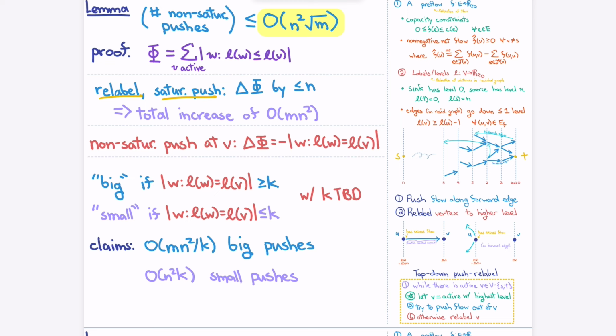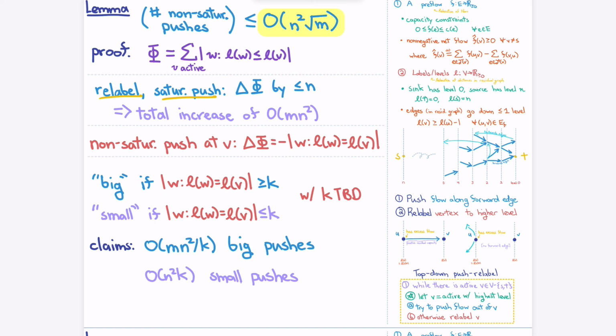Okay? And if those claims were true, and you want to choose the best possible k for your analysis, how would you choose it? Yeah, you want to make these terms equal. There's no sense in having one term dominate the other because you pay for both. So if you set mn squared over k to be equal to n squared k, what should k be? Square root of m. And if you plug that in, you'll get our bound.